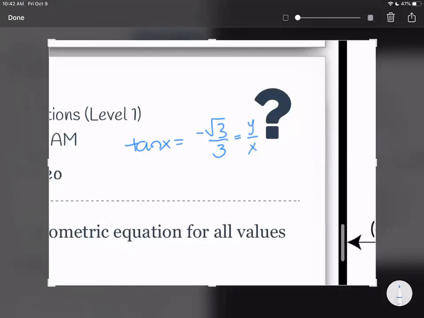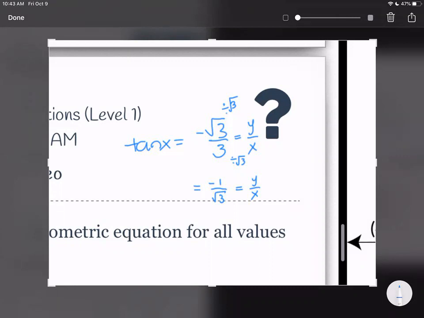So we're going to have to convert this into something that we can find on the unit circle. What I want to do here is, I see radical 3 over 3. I'm going to divide both the top and bottom by radical 3. And so then I get negative 1 on top and a radical 3 on the bottom. And this is our y over x because tangent is y over x.